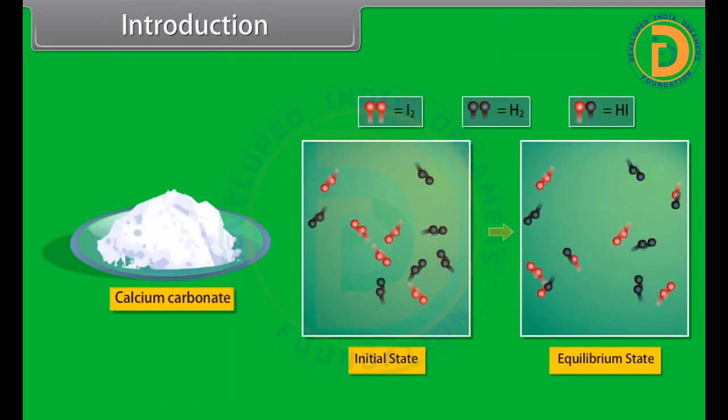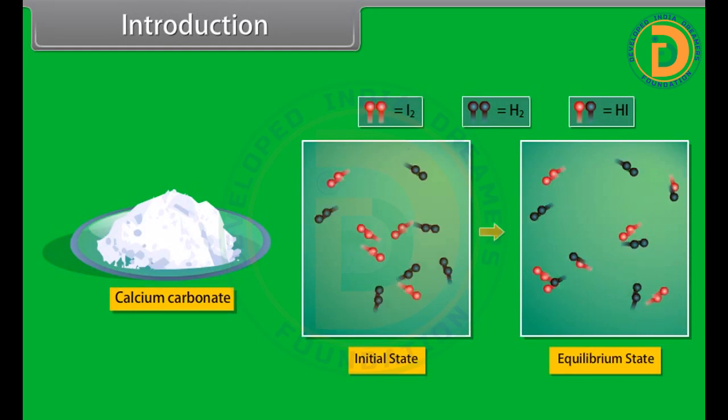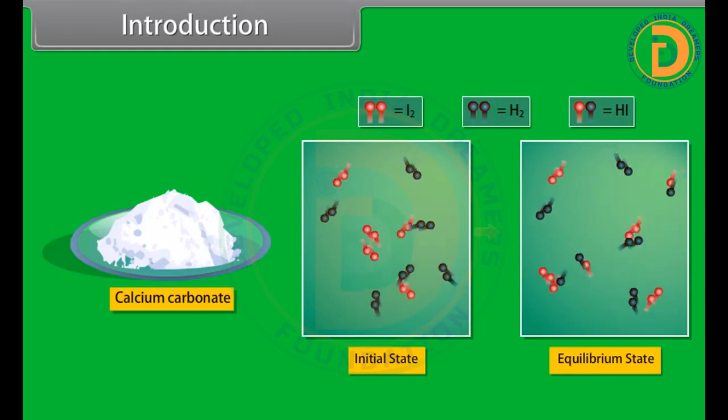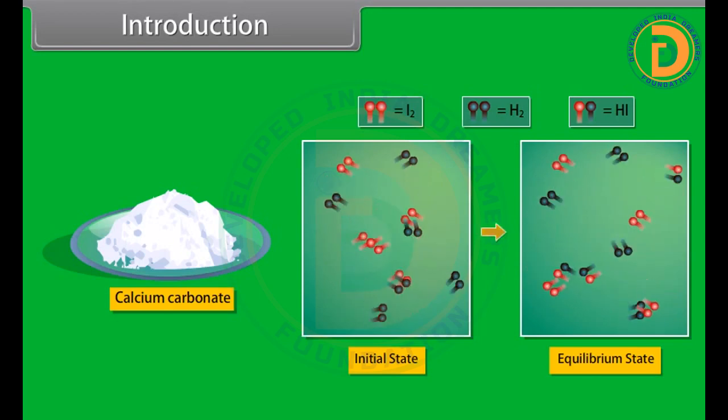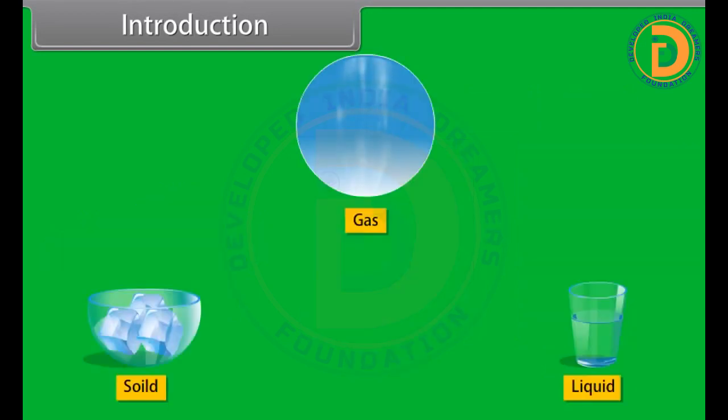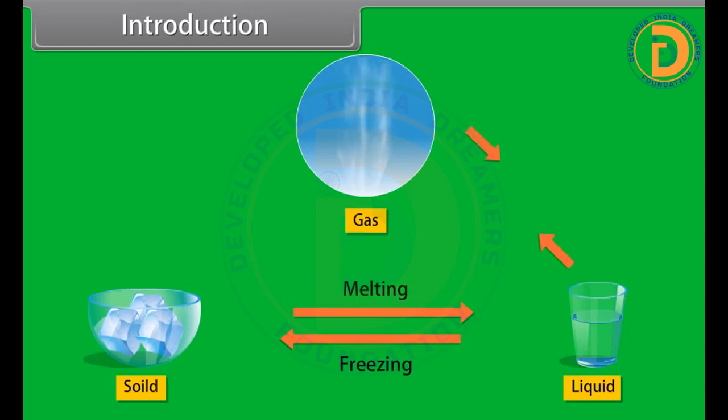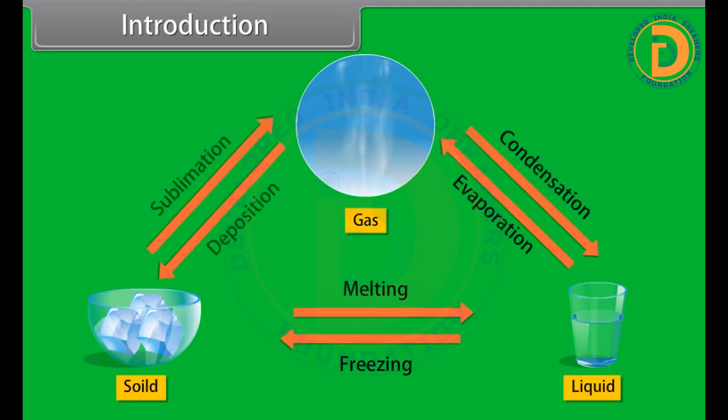The equilibrium in chemical processes such as decomposition of calcium carbonate or reaction between hydrogen and iodine is called chemical equilibrium. The common physical equilibria are solid and liquid, liquid and gas, solid and gas. In homogeneous equilibria, the reactants and the products are in the same phase, whereas in heterogeneous equilibria, the reactants and the products are in different phases. So, throughout this module, we will learn equilibrium.